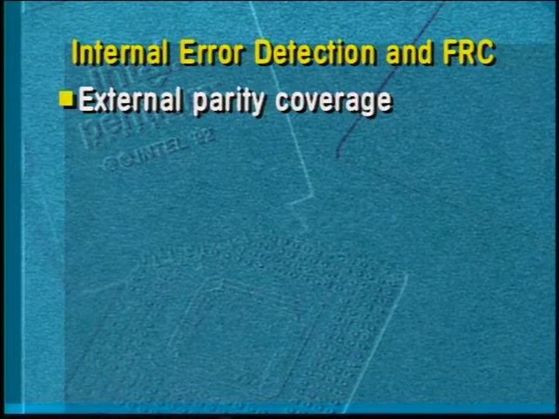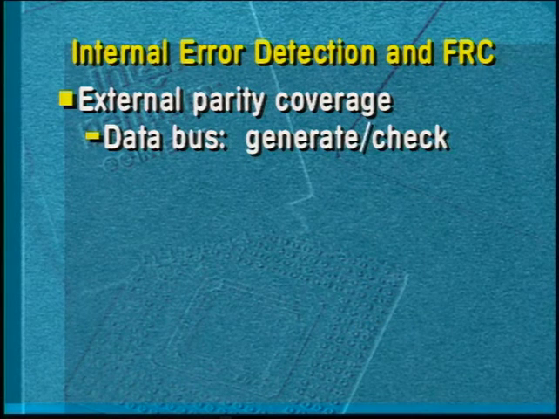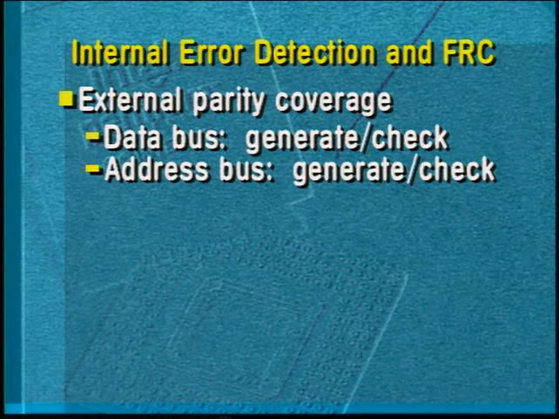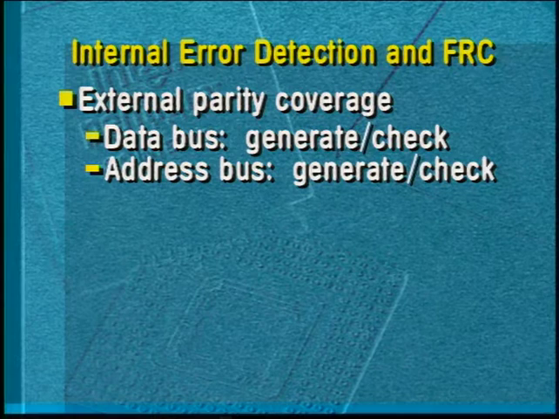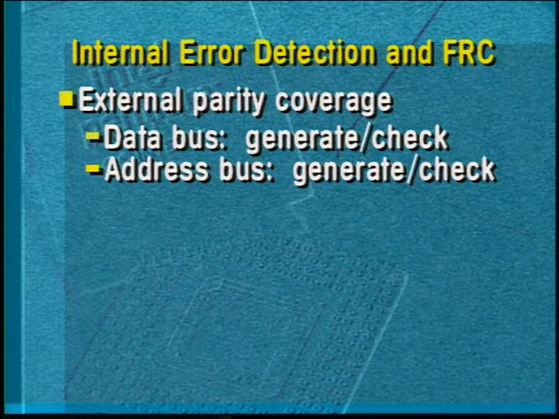The most important thing is to handle external errors. And here we've carried forward the data bus parity generation and checking logic that was on the 486 and extended that to our 64-bit data bus. Also, we added a parity bit on the address bus so that we also can cover the second wide bus going off chip with parity generation and checking.